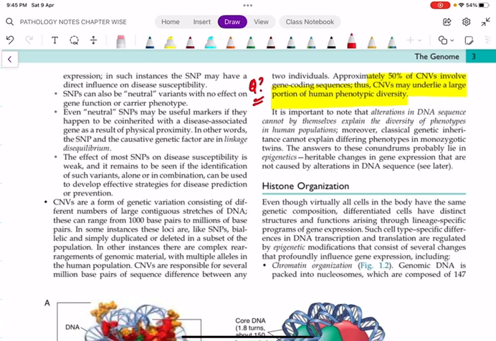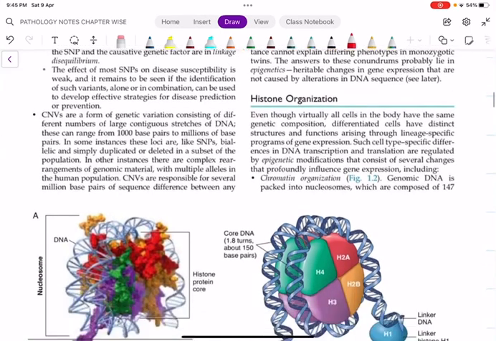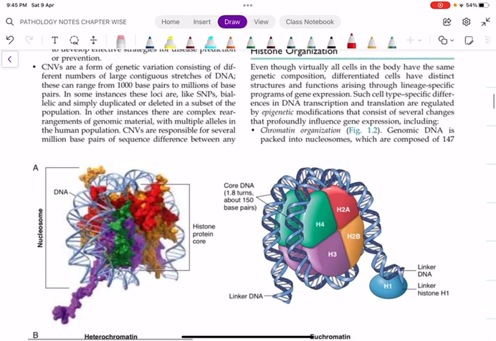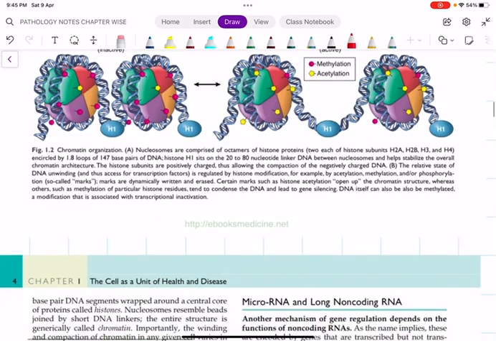Then coming to histone organization. What is histone organization? You have already studied. We have the DNA, and the DNA is attached with some proteins, which we call histones. As you can see here, the euchromatin is active and the heterochromatin is inactive. Please focus on the pictures.